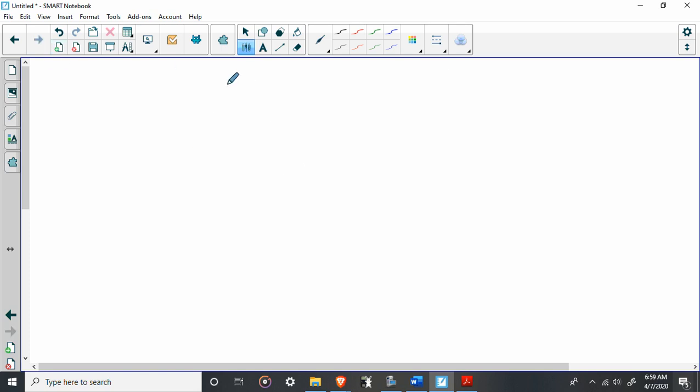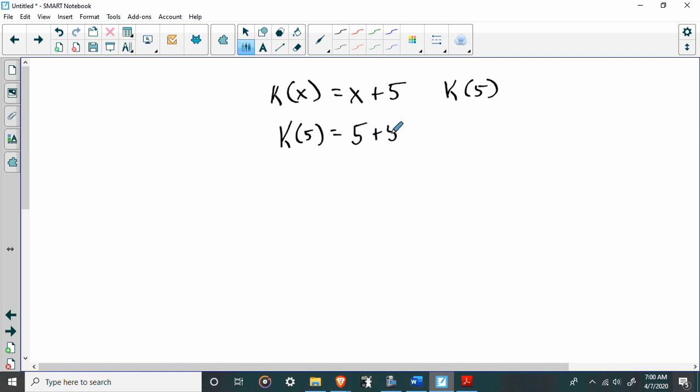So what if I told you, I'm going to change up the letters, and say, what if I said k of x is equal to x plus 5, and we want to know k of 5? In other words, plug in 5. Well, we would say then k of 5 is equal to 5 plus 5. Everywhere I've seen x, I'm going to plug in 5. And 5 plus 5 last I checked was 10. So what are your coordinates? 5, 10. The function evaluated at 5 is 10.